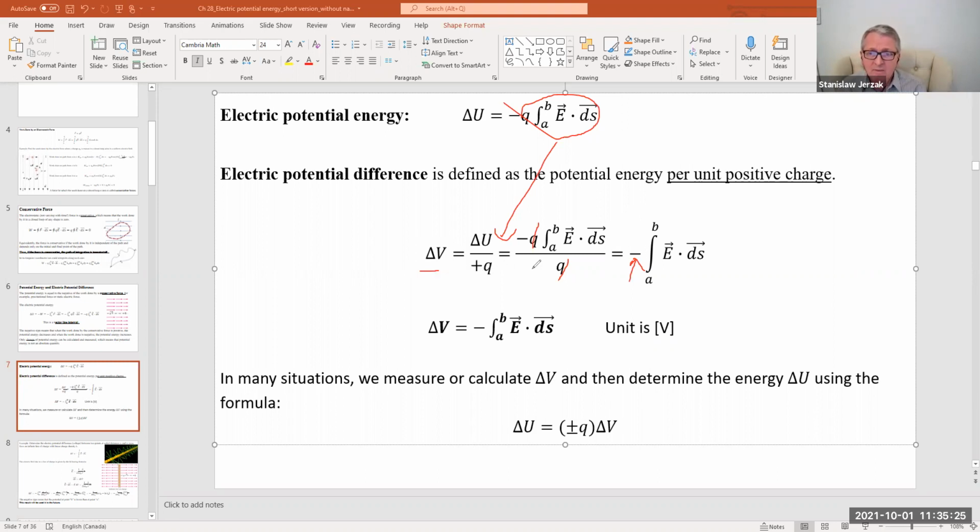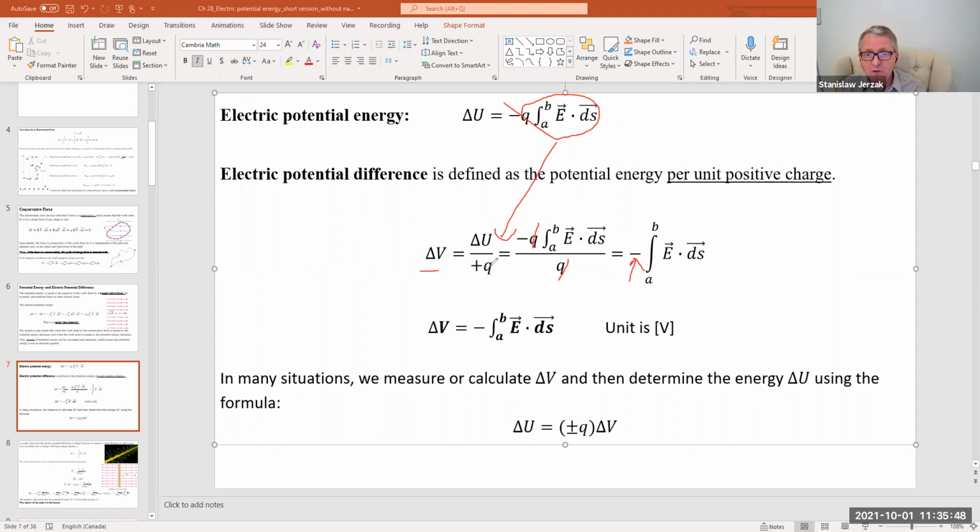Of course, we spent a lot of time on electric potential energy and electric potential difference in Physics 1801, so all these expressions should now be familiar to you. Remember that delta V is just the amount of energy per unit charge. Why do I say per unit?